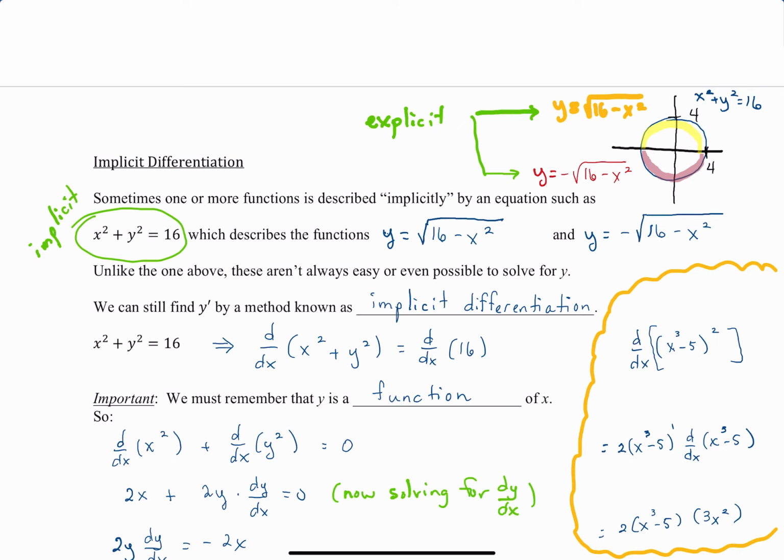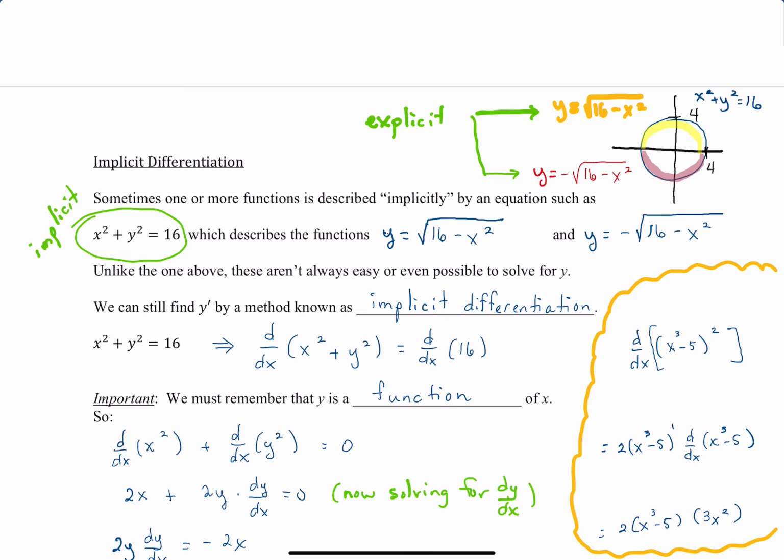And the bottom half of this circle, which also separately passes the vertical line test, and so is a function, that's the one that's described by y equals minus the square root of 16 minus x squared. So on top you have positive y values, below the x-axis you have negative y values. These are known as explicit descriptions of these functions because the y has been solved for. So the formulas explicitly say how to compute y.